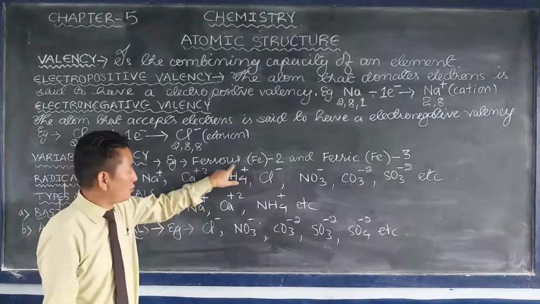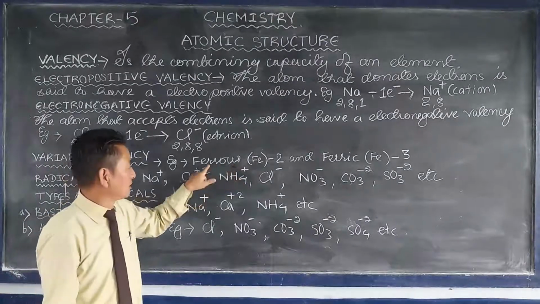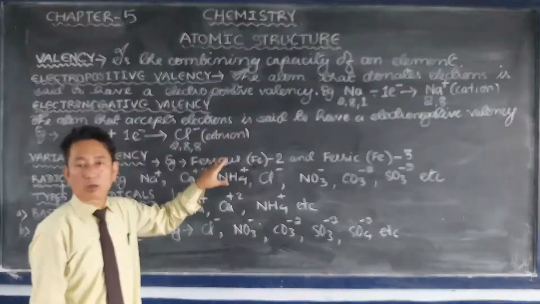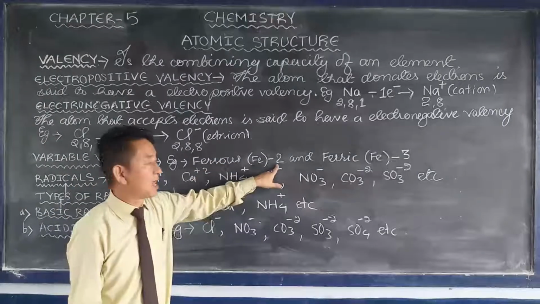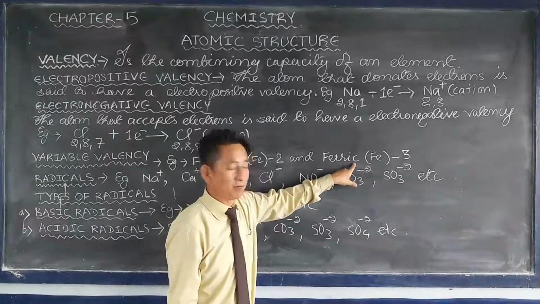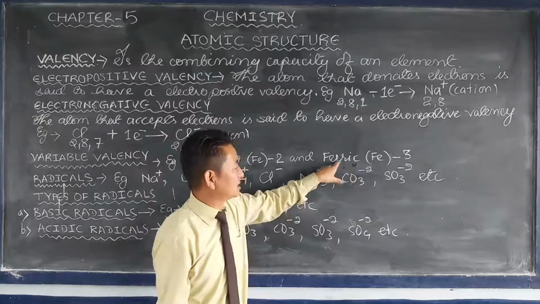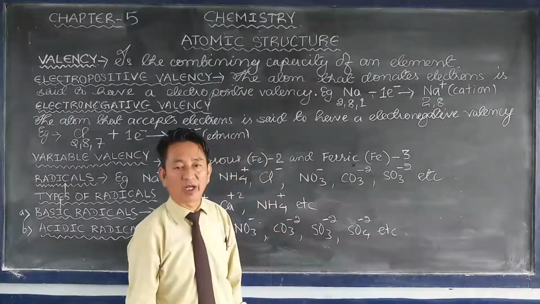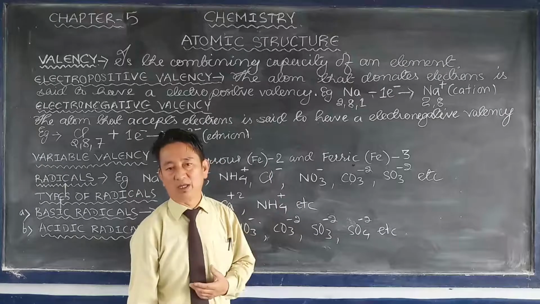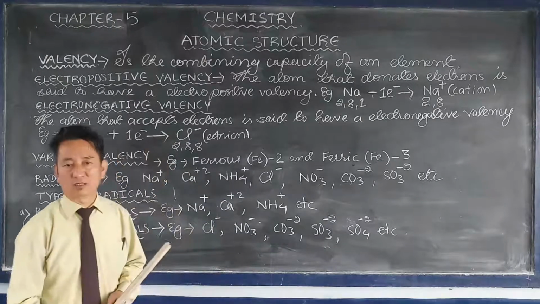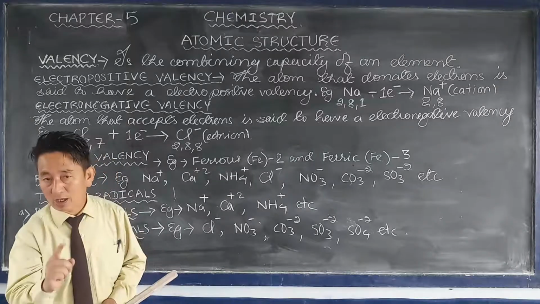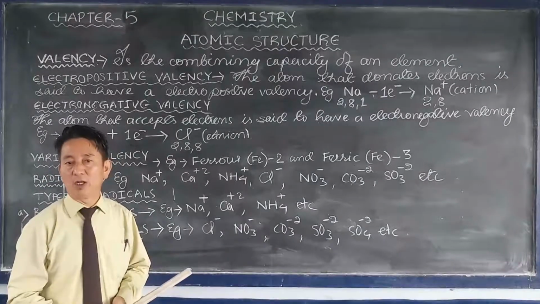Ferrous: the suffix is OUS, and the symbol of iron is Fe. This suffix OUS is used for lower valency. Here, ferrous valency 2. And ferric: the suffix is IC. This IC suffix is used for higher valency. Ferric, the symbol is Fe and valency is 3. The symbol of iron is based on its Latin name, that is ferrum. Similarly, copper has more than 1 valency. It has 2 valencies. Cuprous valency 1, cupric valency 2.